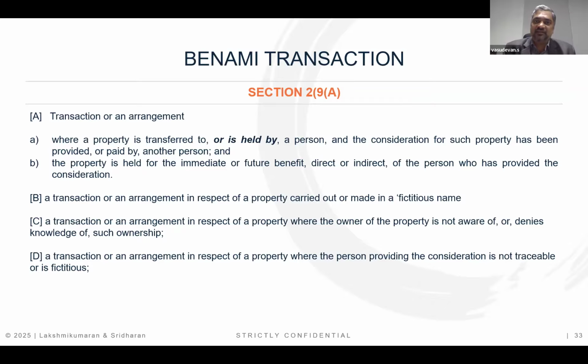So for example, even if temporarily, let us say, the benamidar is enjoying the property. Let us say we talk about house property. Let us say the benamidar is living there. He is fully enjoying the property. But ultimately, it is for my benefit. He cannot sell the property, or tomorrow if he is going to sell the property, all the money is going to come to me, etc. So even if a future benefit is going to accrue to me, that is also good enough.